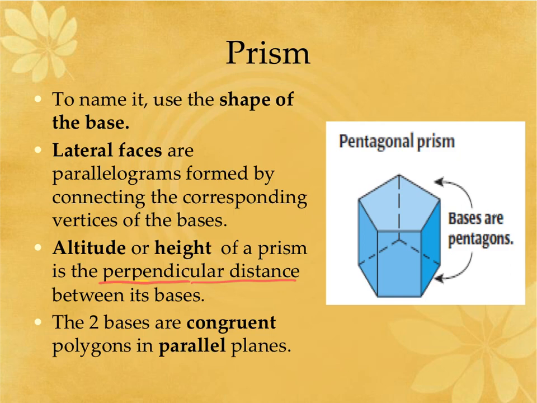Then the two bases are going to be the two congruent polygons that are in parallel planes. So for example, if I talk about the classroom, an example of parallel planes could be the ceiling and the floor. And in the classroom, they would have the shape of a rectangle. So those would be my two congruent polygons, and that would be the ceiling and the floor. I could also talk about the front wall and the back wall. Those would be in parallel planes, and even the two side walls.